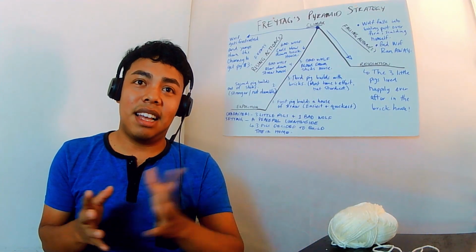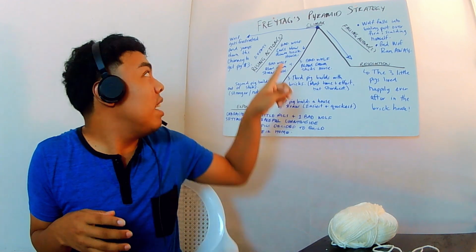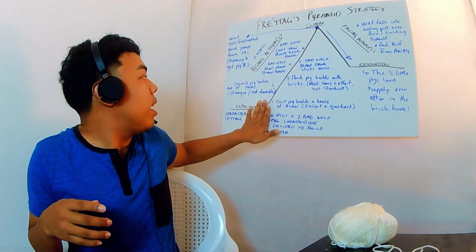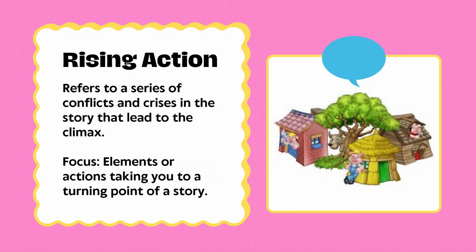So moving on to the rising action now, we want to refer to events. The rising action includes events. So here, from the exposition, we go to the events, and the events go to the climax. We want to focus these events on different conflicts, not only conflicts, but different crises in the story that lead to a climax. So let's understand climax first.